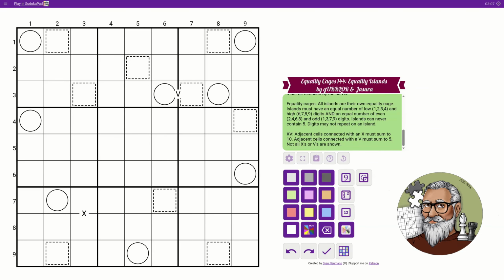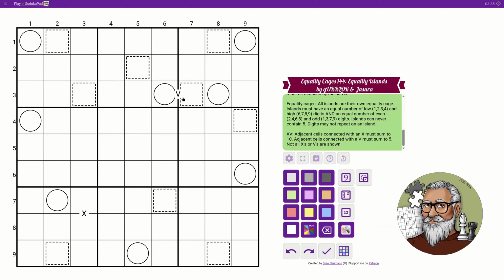Equality cages. All islands are their own equality cage. Islands must have an equal number of low 1, 2, 3, 4 and high 6, 7, 8, 9 digits, and an equal number of even 2, 4, 6, 8 and odd 1, 3, 7, 9 digits. Islands can never contain 5. Okay? Digits may not repeat on an island. Okay?